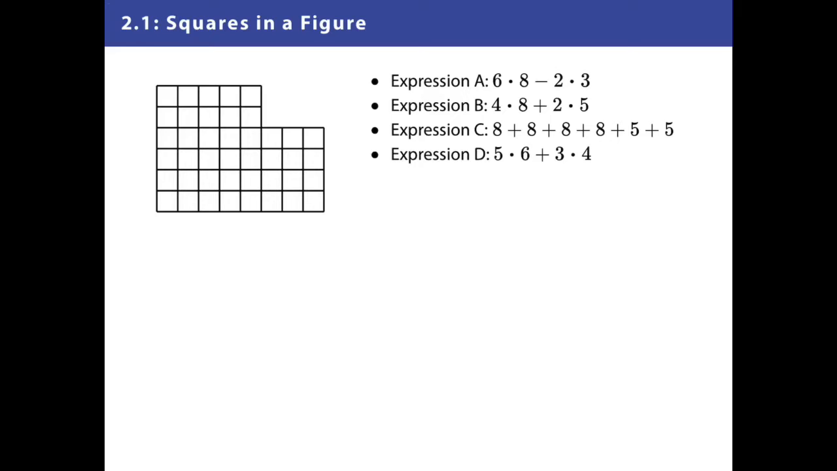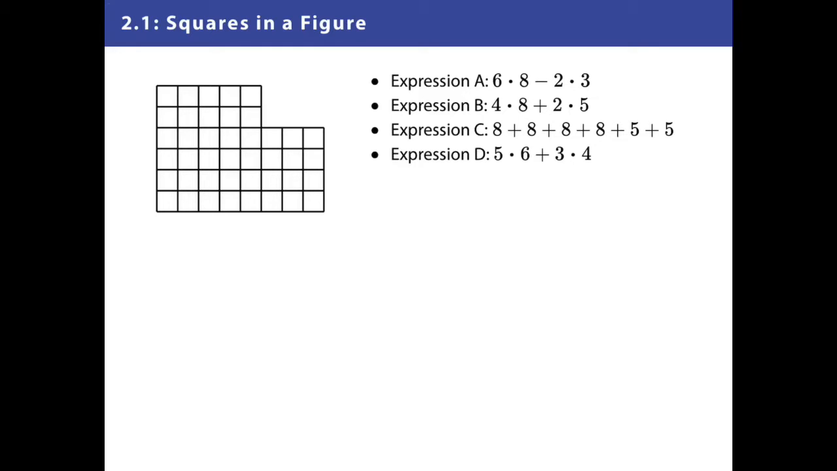Looking at expression A, there are 6 rows with 8 small squares, but from this, 2 rows of 3 small squares have been removed. Expression B, there are 4 rows of 8 small squares, and to this, 2 rows of 5 small squares are added. Expression C, this counts each row starting from the bottom.